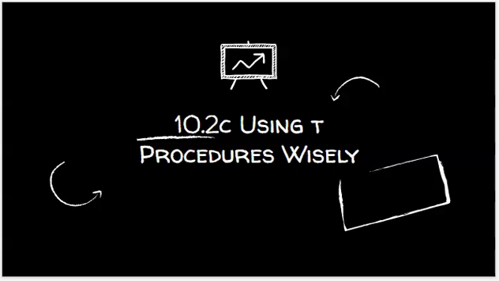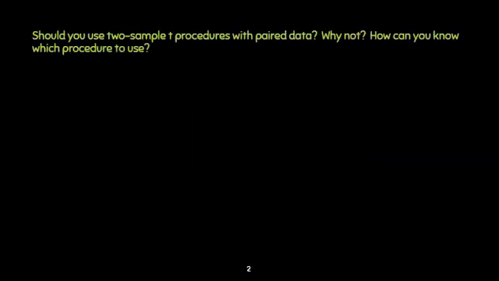So in the last section of Chapter 10, we're going to talk about how to make sure that you're using T procedures wisely. There's two ways you can think of two sample T problems. So, should you use two sample T procedures with paired data? And why not? And how would you know?